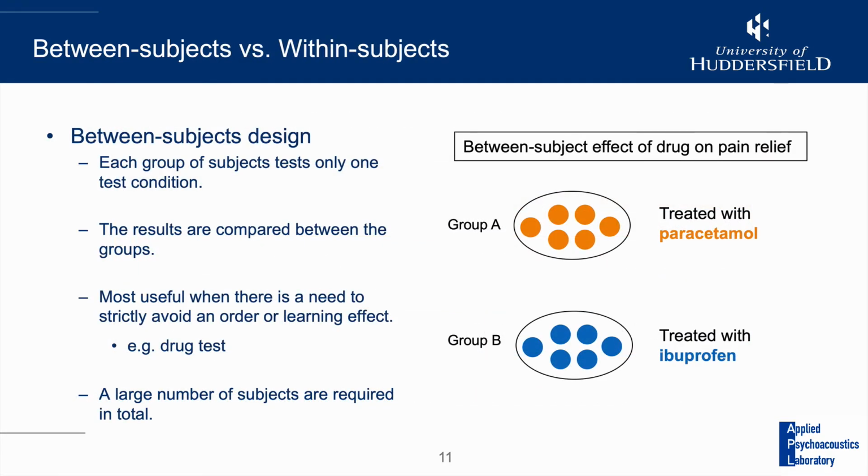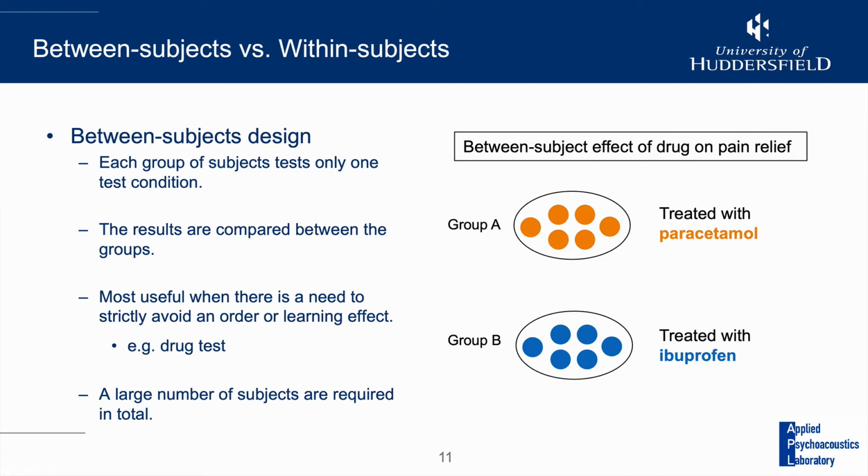So what are the between subject design and within subject design? Firstly, in between subject design, basically each group of subjects tests only one condition, and the results are compared between the groups. That's why we call it either between group or between subject design. A good example might be a drug test. Let's say one group of subjects is treated with paracetamol and another group is treated with ibuprofen to see which drug is more effective for relief from headache, for example.